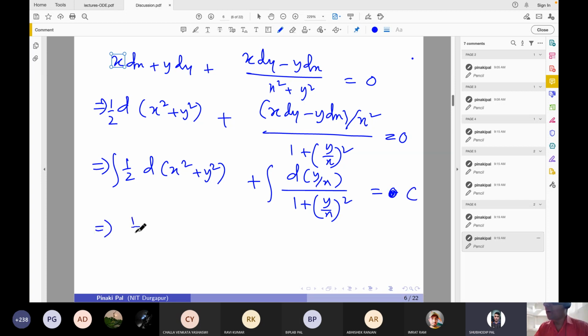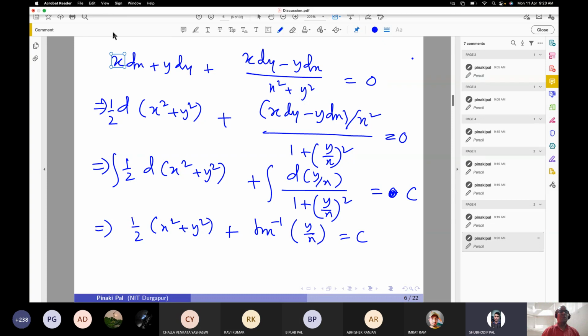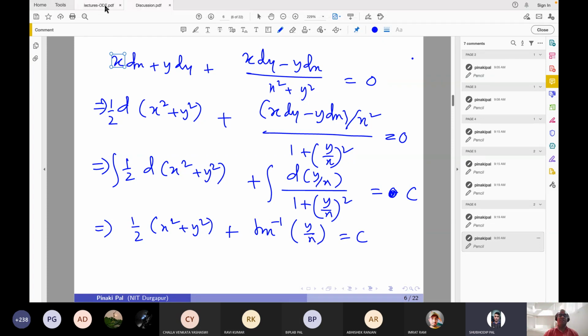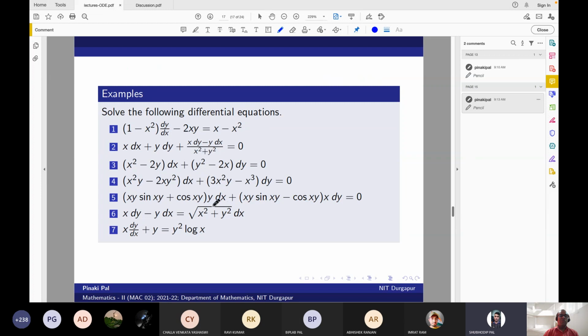So this is equal to half (x square plus y square) plus tan inverse y by x is equal to c. This is like du by 1 plus u square, where y by x is equal to u. This is one of the examples by which, by simple inspection, we can convert it to an exact differential. So now you can solve other problems. Problem number 5, can you just try? Problem number 5.